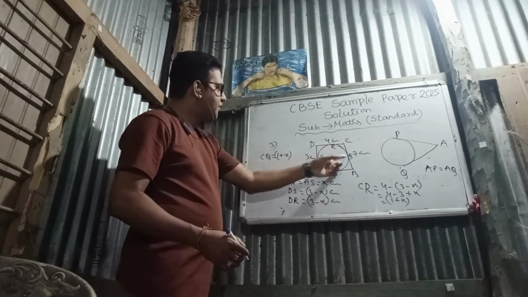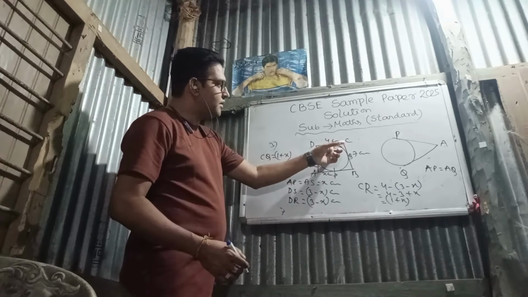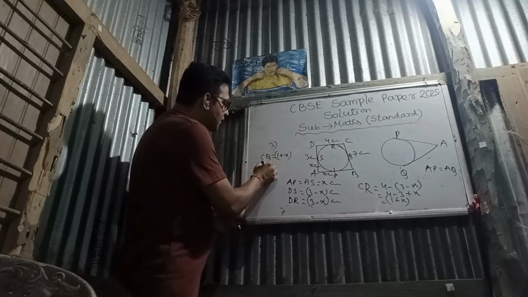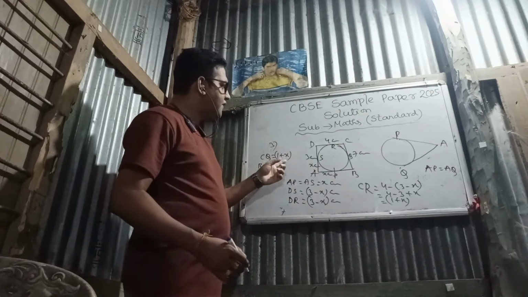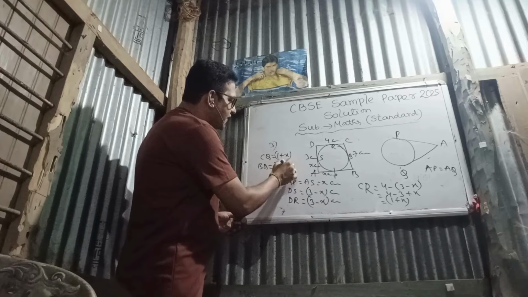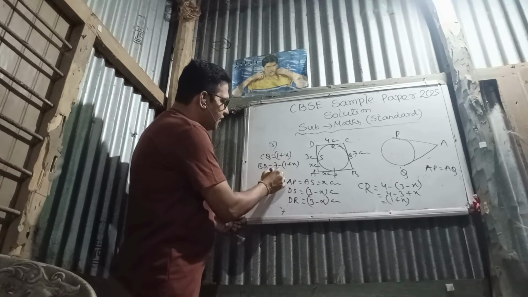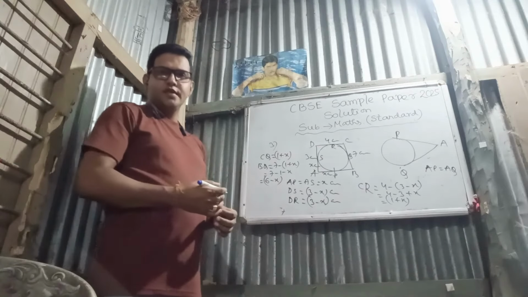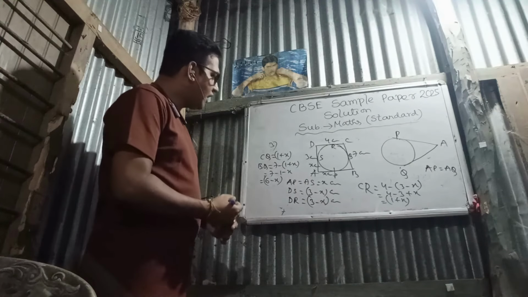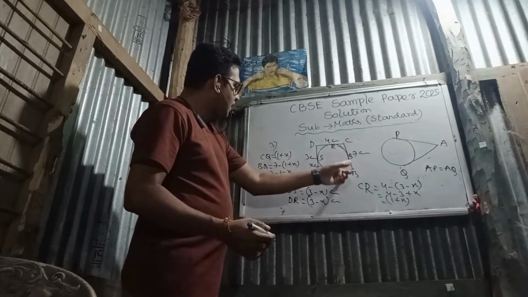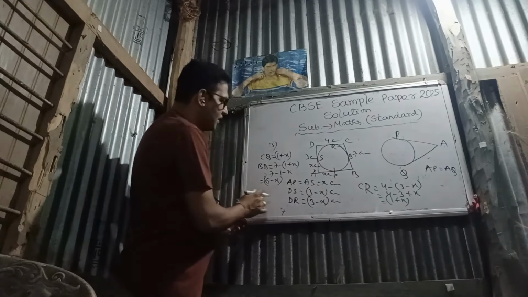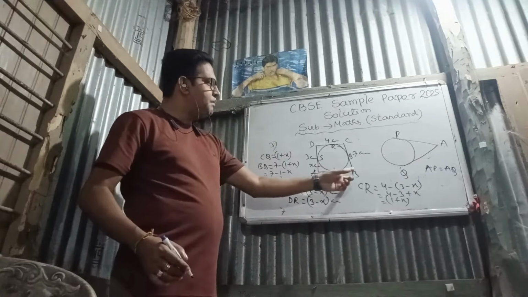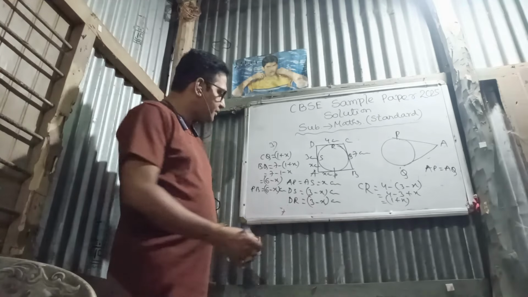So now CQ is equal to 1 plus x, but BC is given as 7. So what is BQ? The total is 7, and this is 1 plus x. So let me write 7 minus (1 plus x). If you remove the bracket, it will be 6 minus x. Am I right? 6 minus x. Now see, if BQ is 6 minus x, what is PB? PB is also equal to 6 minus x, because from B, two tangents are drawn.